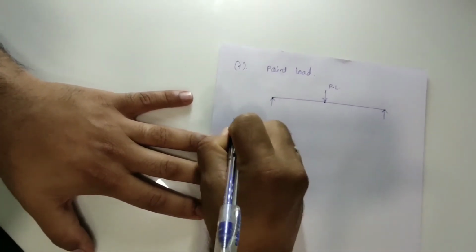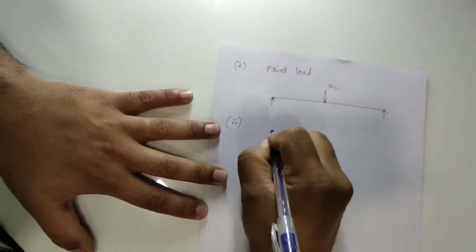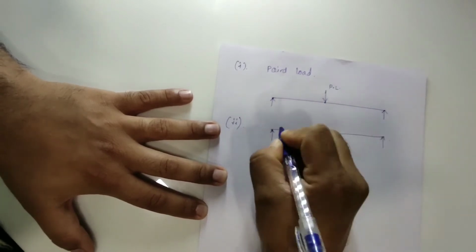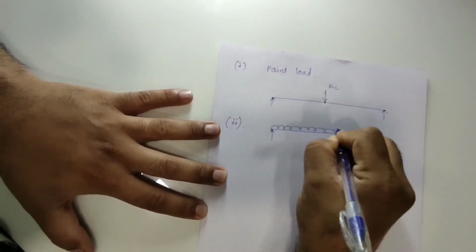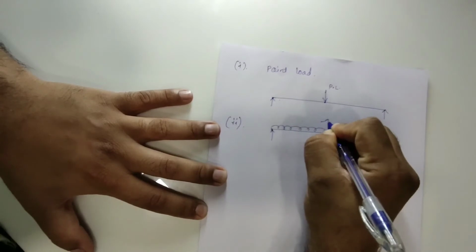Now second one is uniformly distributed load. In other words, we are calling it in short form as UDL.